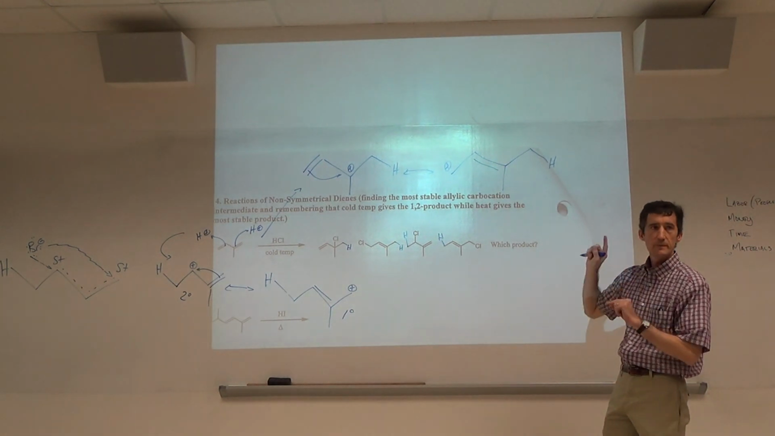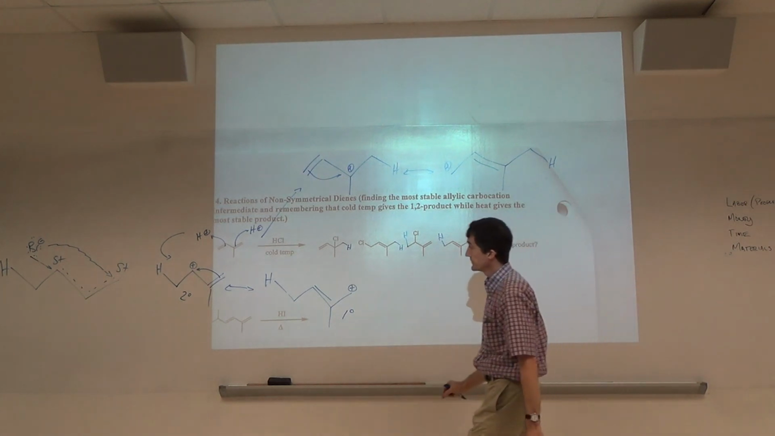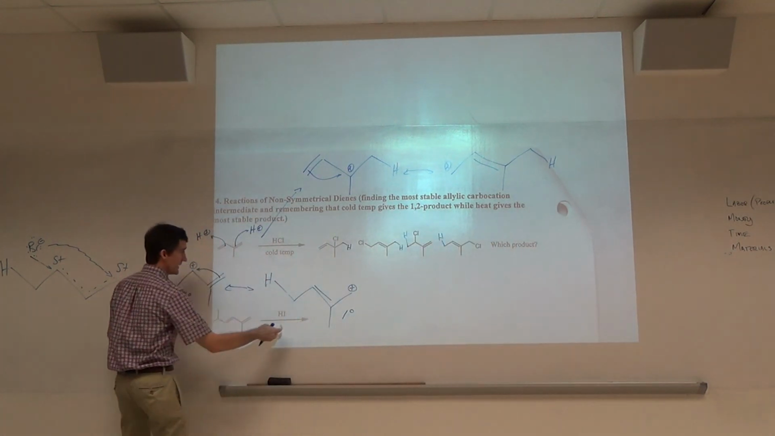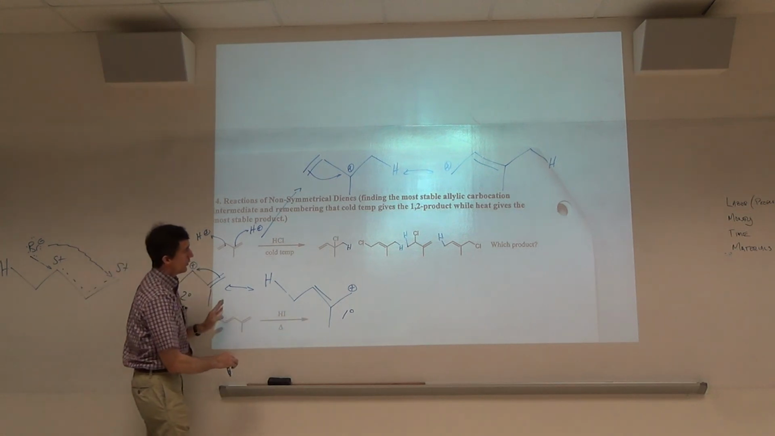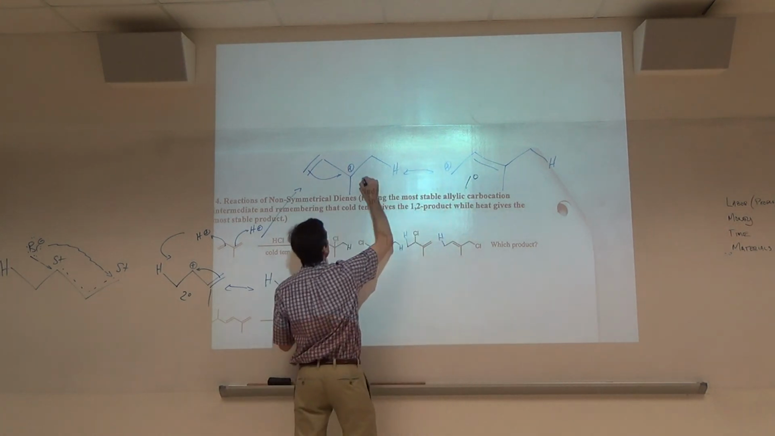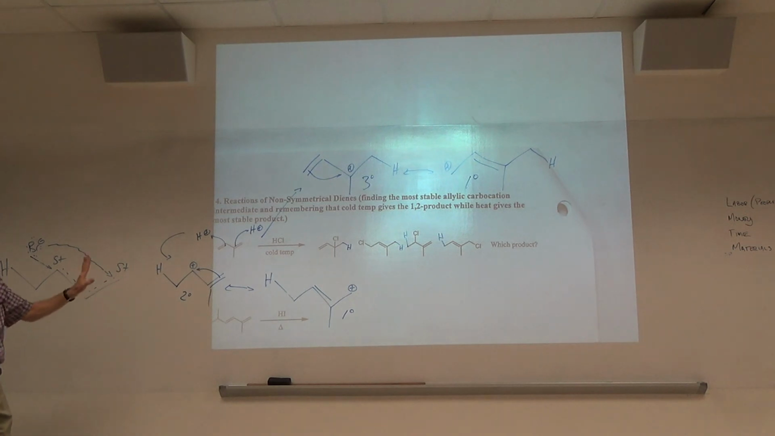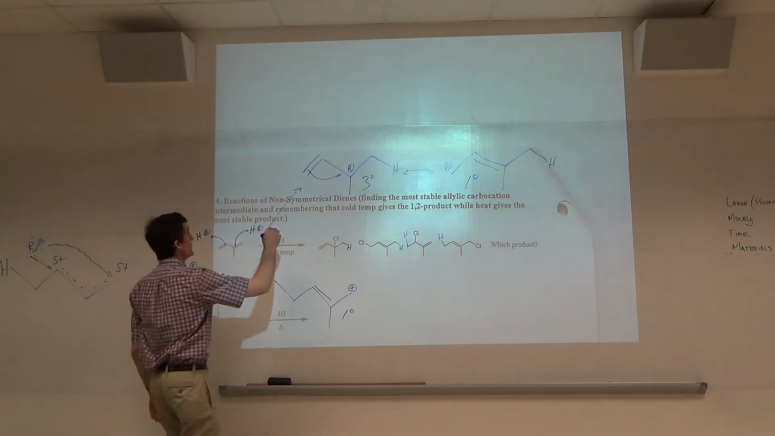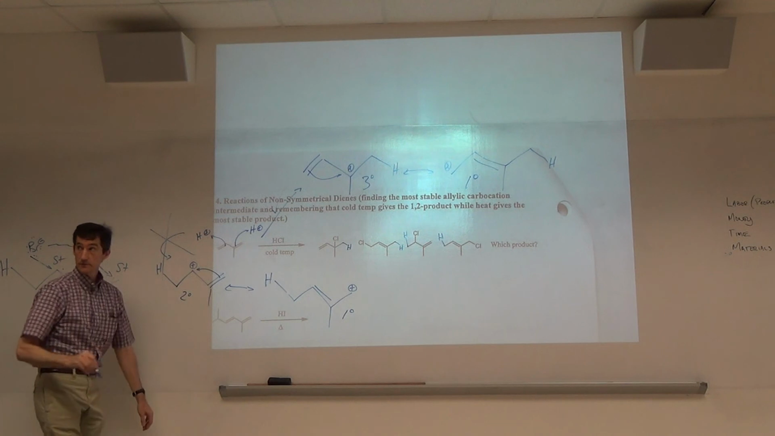We have two different intermediates to choose from. Which one are we going to get, the better one? Which one's better: a cation that has characteristics of primary and secondary, or a cation that has characteristics of primary and tertiary? Which is a better cation? The one that has characteristics of primary and tertiary. So this is your preferred route, and we're going to disregard this.